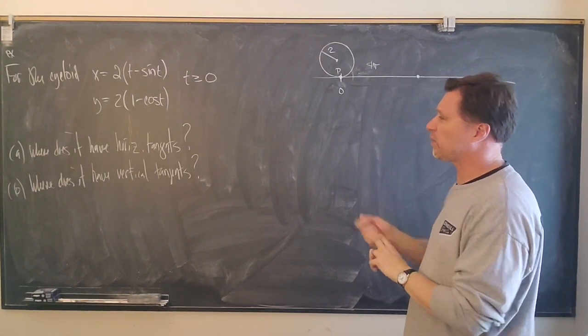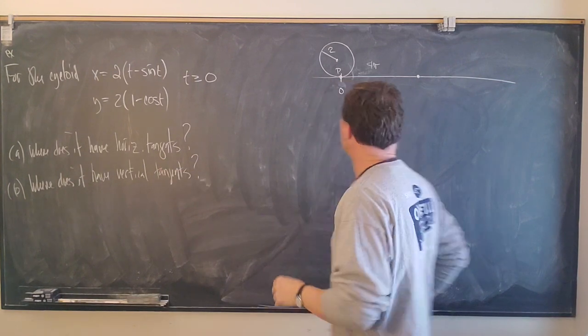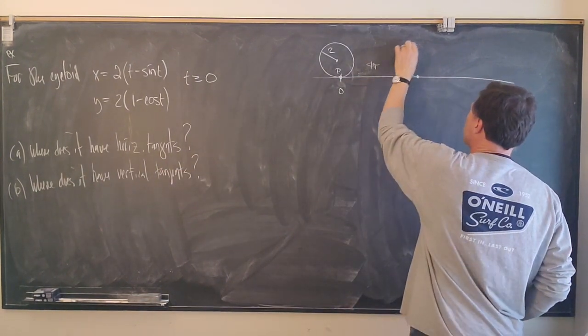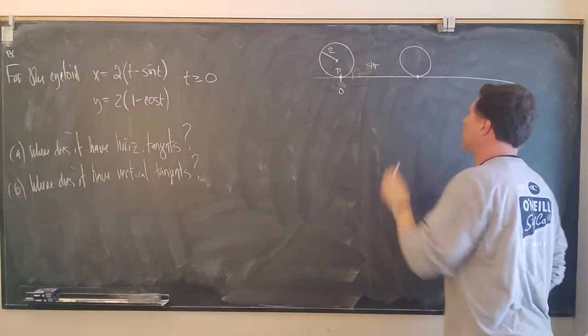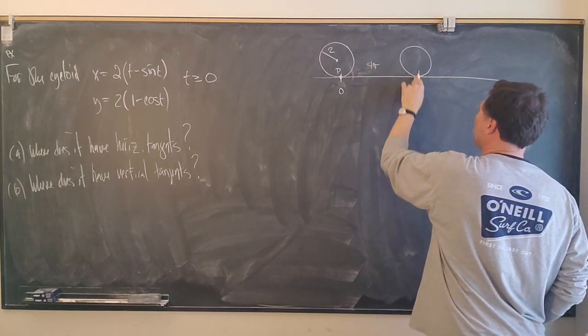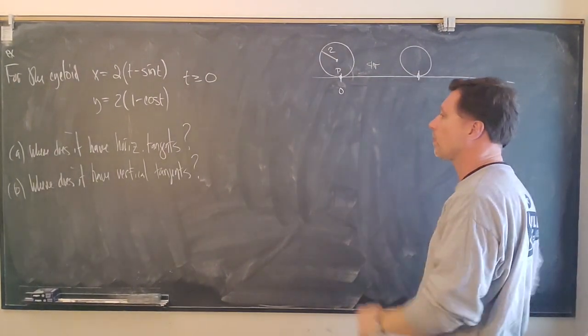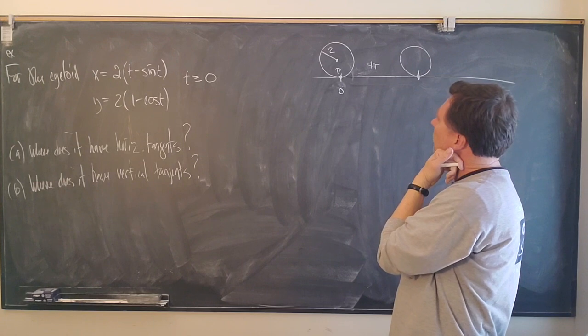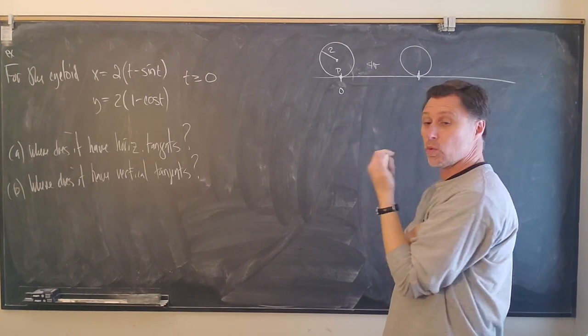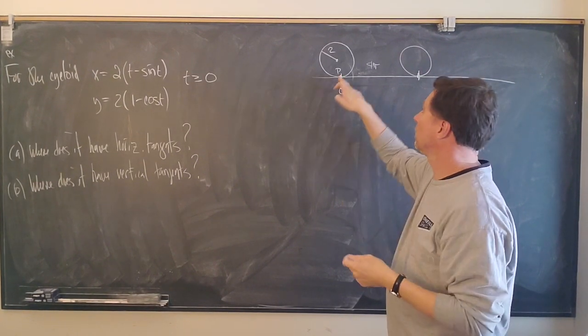So my question, before we get going here, my question is, what is the t value corresponding to that spot right there? Well, let's see. That's going to correspond to when y equals 0, right? When the height is equal to 0.